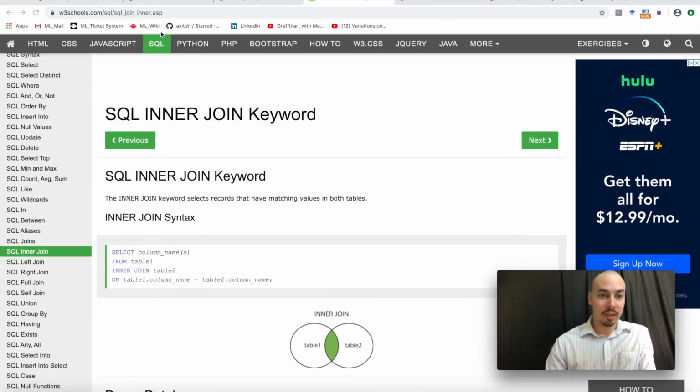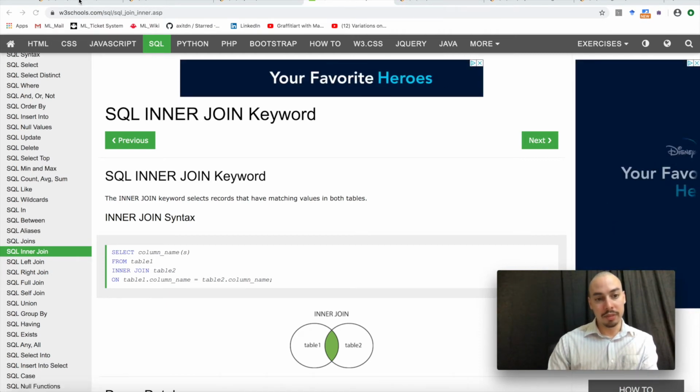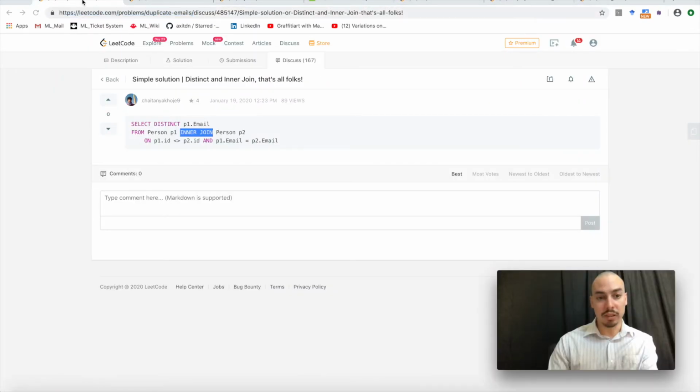Work it through, and then once you're done, you can have a look at how the theme of inner join is used to tackle those three problems. How can that be tackled using inner join?